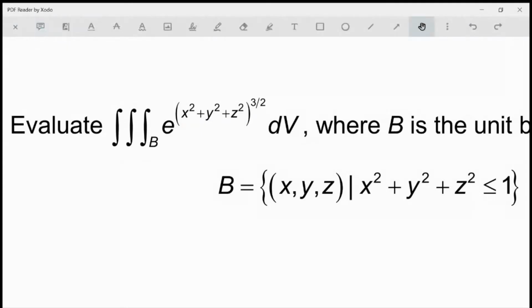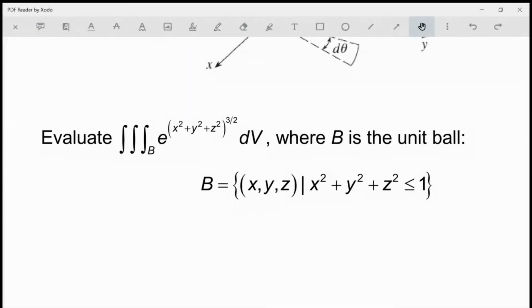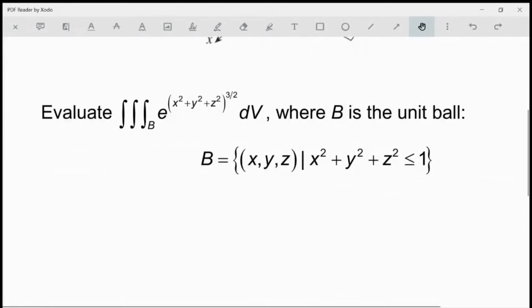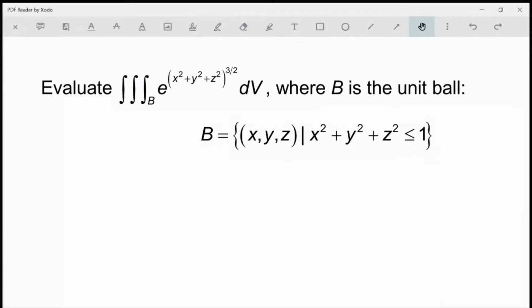Okay, and you'll see here that when we work in spherical coordinates, when it's possible, it's really nice because these are very easy to solve. Even though it's a triple integral, we'll be able to simplify this down really nicely. Okay, so we are looking at this unit ball, and we've got e to the (x squared plus y squared plus z squared) to the 3/2 power. Okay, so let's think about how we would do this.